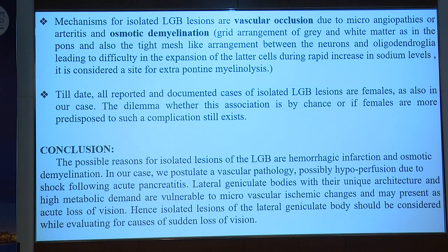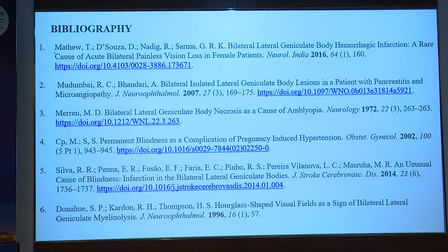The dilemma is whether this is by chance or a real association, which needs to be evaluated. We conclude that lesions of the LGB are hemorrhagic infarction and osmotic demyelination. In our case, we postulate vascular pathology, possibly hypoperfusion due to shock following acute pancreatitis. Hence, isolated lesions of the lateral geniculate body should also be considered while evaluating the causes of bilateral sudden loss of vision. These are my references.